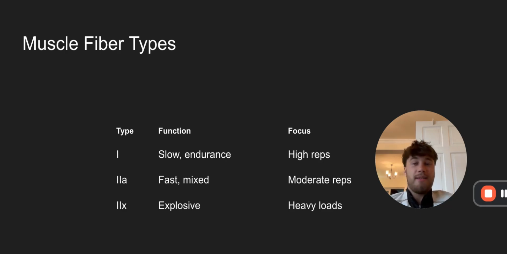You're genetically predisposed to a certain level of different types of fibers just from birth. That's why some people are better at longer distance, some people are better at more explosive sports, because you have a genetic predisposition to a certain number of fibers in each muscle. Now, everyone's different. It's a total individual thing.